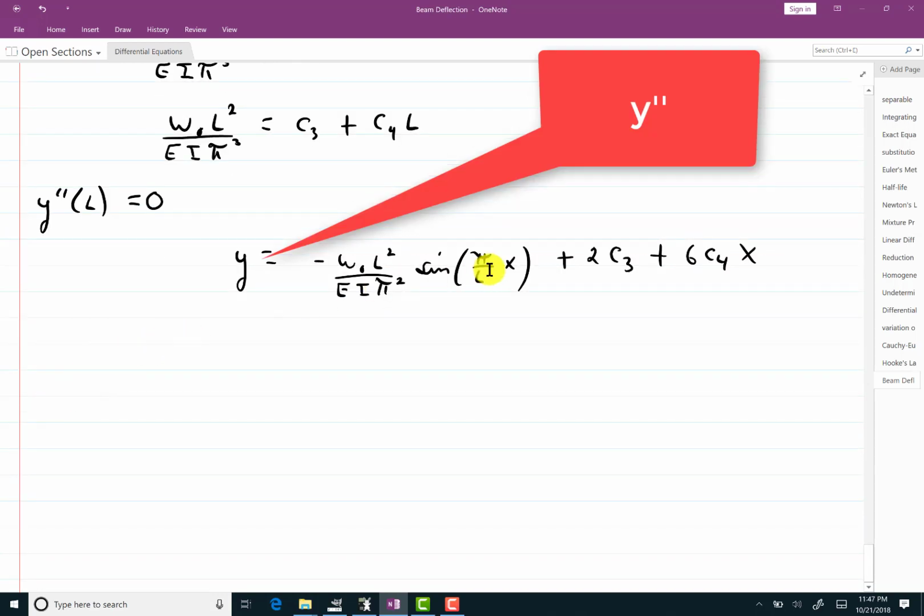And then I'll replace x with L once again. When you do that, if I plug L into here, sine of pi is 0, and it looks like we'll have 2C3 plus 6C4L. I'm going to divide that by 2. C3 plus 3C4L. So I have a pair of equations and two unknowns. L is considered known.